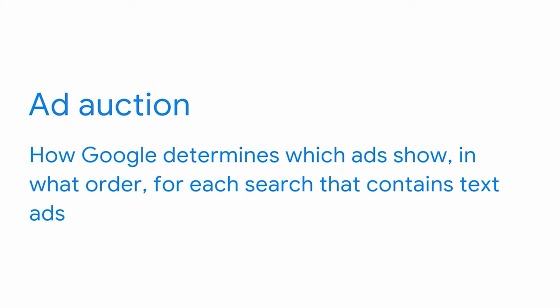Now, why are we covering all this information about keywords? It's very important that your keywords match the content of your ads and the landing page for something called the ad auction. The ad auction is how Google determines which ads show in what order for each search result that contains text ads. Where your ads show on a particular search is called ad rank, which is a value Google uses to determine your ad's position.